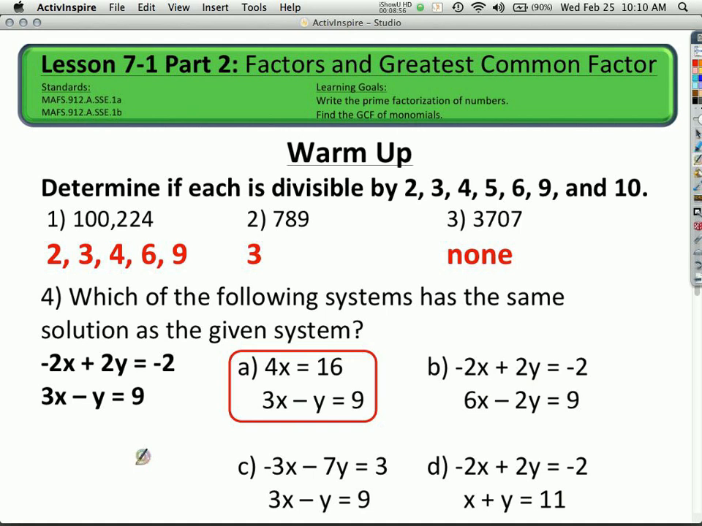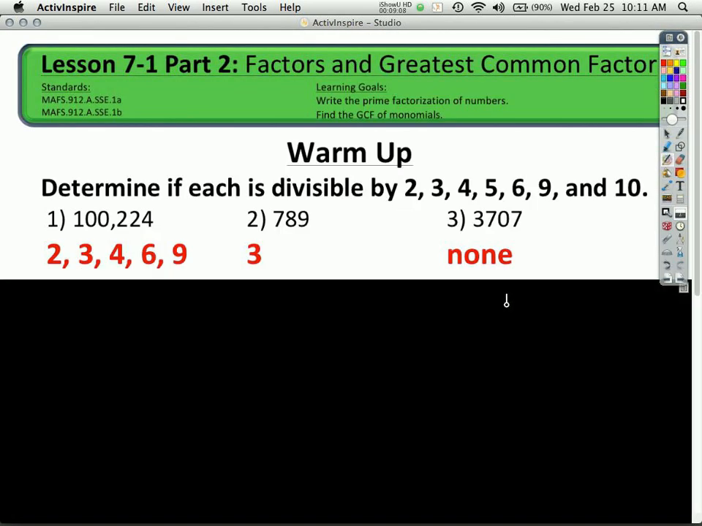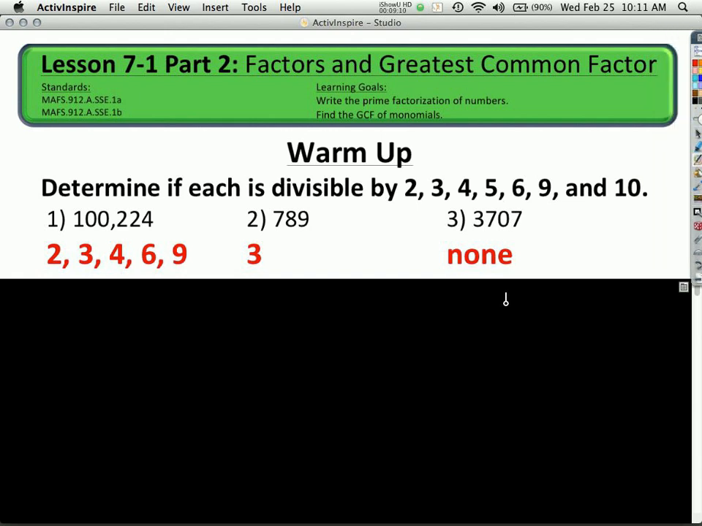But let's be clear, this was not a guessing game. This was actual work that needed to be done. So we'll talk about that in a moment. So let's address numbers 1, 2, and 3 first to make sure we are feeling comfortable with the divisibility rules. It's going to impact today. Any concerns or questions on 1 through 3?